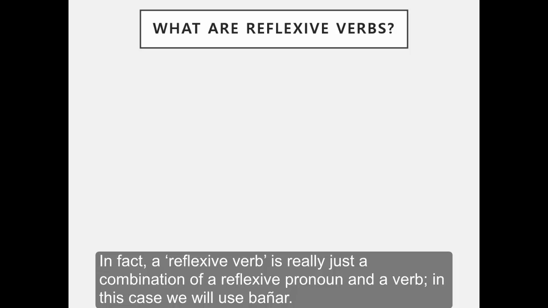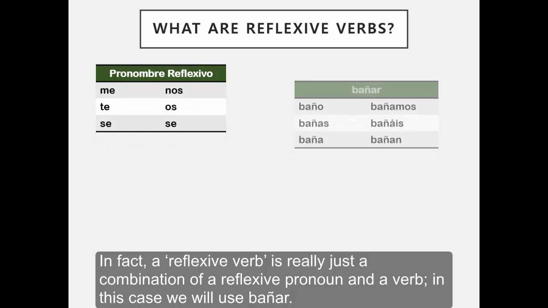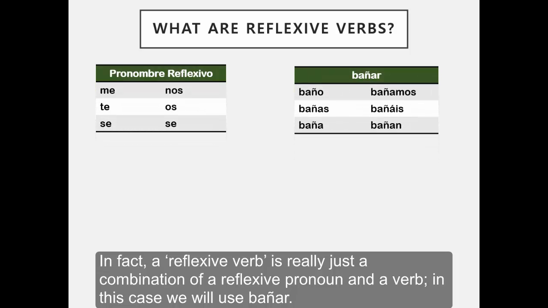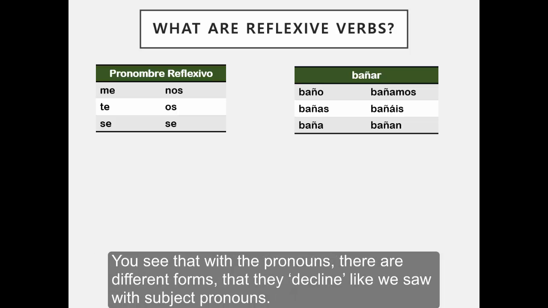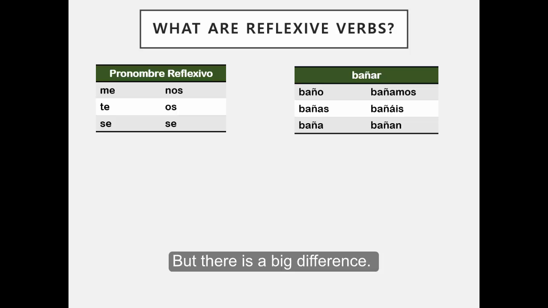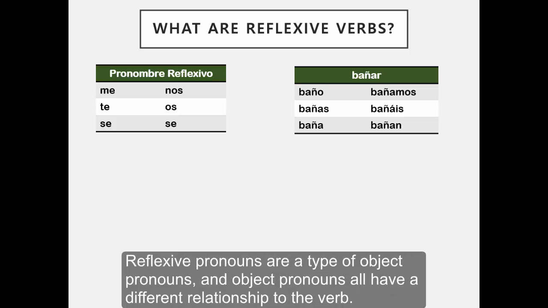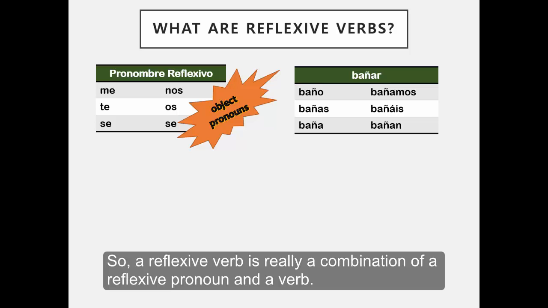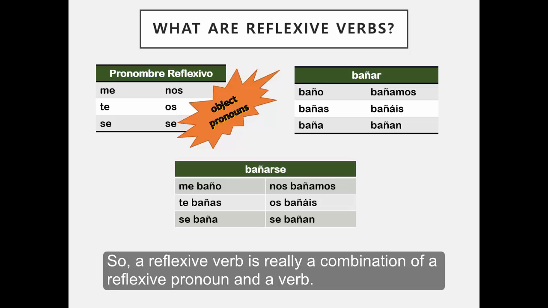In fact, a reflexive verb is really just a combination of a reflexive pronoun and a verb. In this case, we will use bañar. You see that with the pronouns, there are different forms, that they decline like we saw with subject pronouns. But there is a big difference. Reflexive pronouns are a type of object pronoun, and object pronouns all have a different relationship with the verb. So, a reflexive verb is really a combination of a reflexive pronoun and a verb.